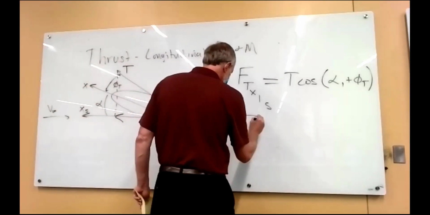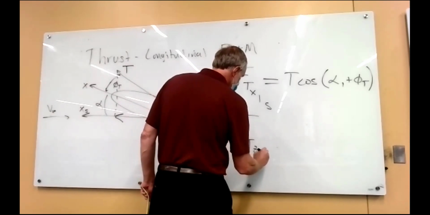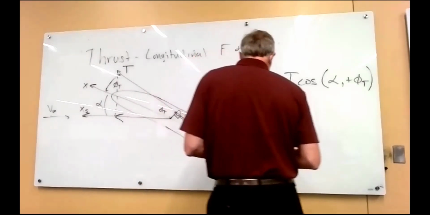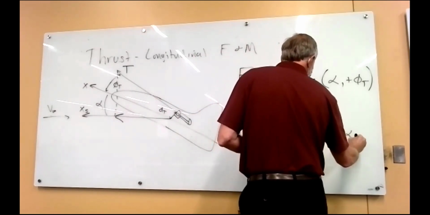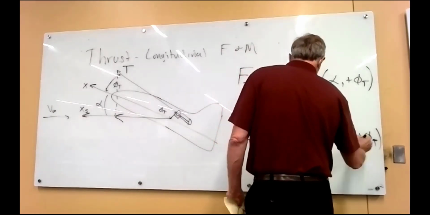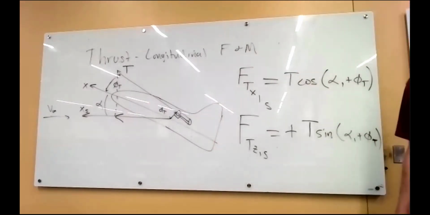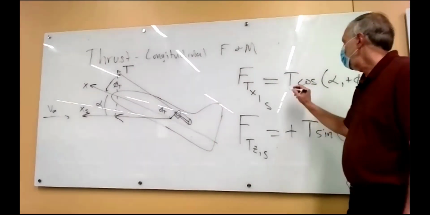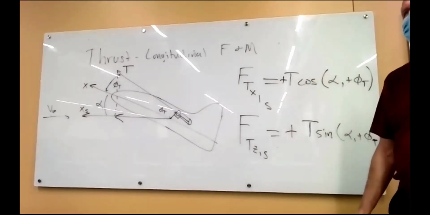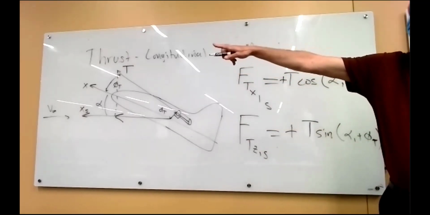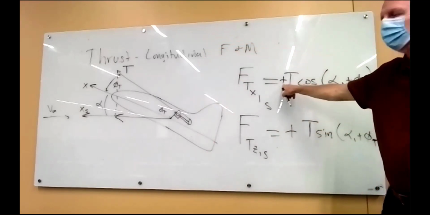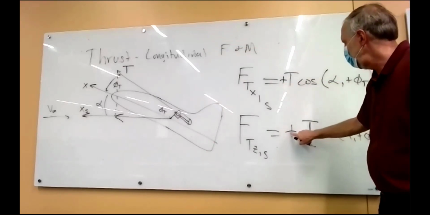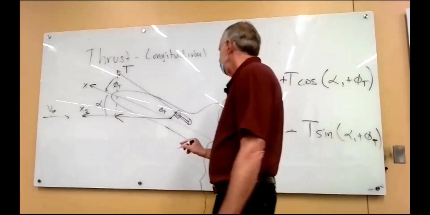So that's F T Z 1S. And it's going to be thrust sine. And should I put a plus or a minus there? Which way is positive x? Everybody point. X. That way. Which way is positive z? So what should I put here? Plus is correct, right? How about here? Yeah, we need a minus there, because this is z.